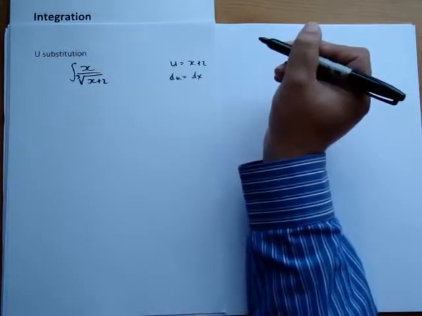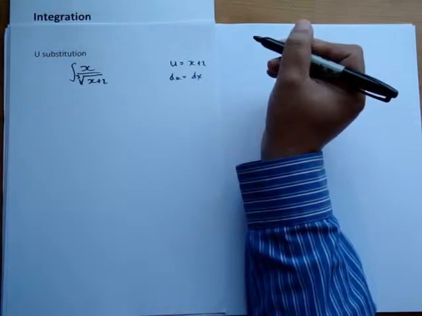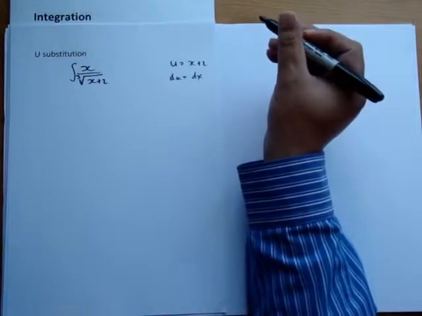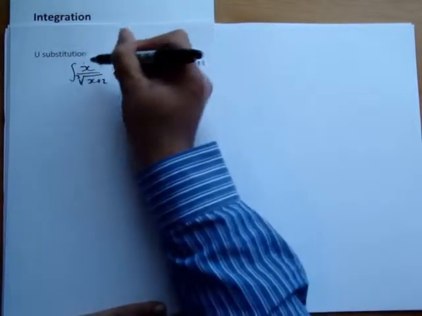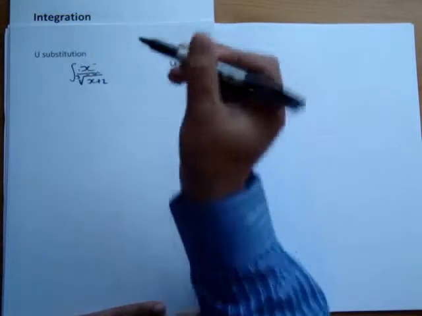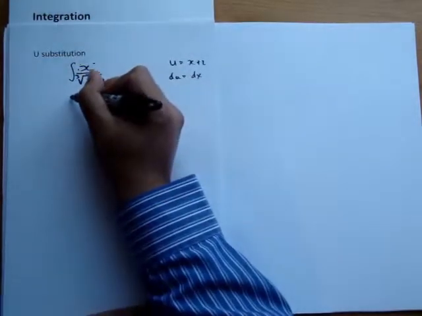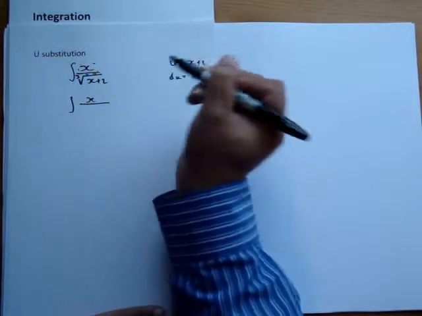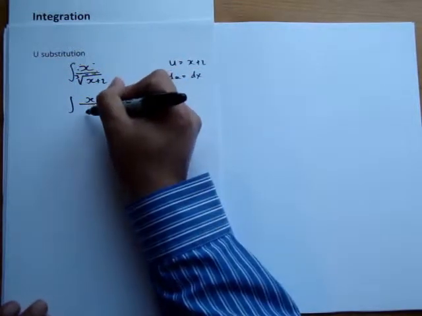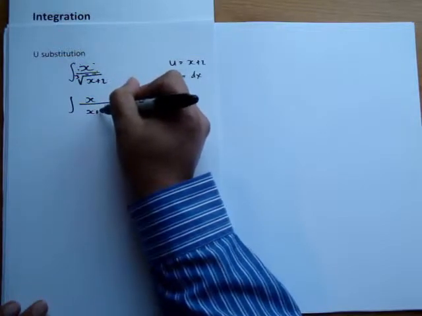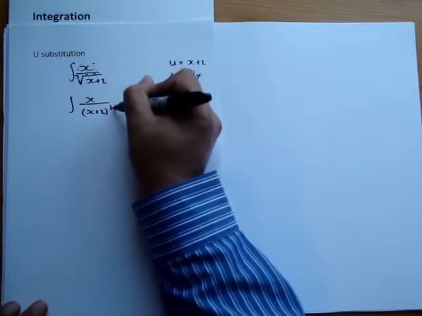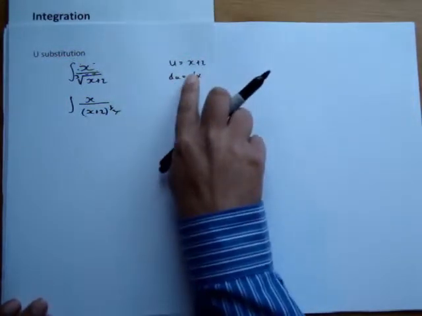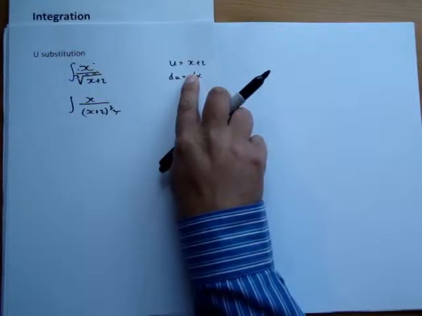Now the problem we come across is the x is left on the top. Let's rewrite this. Again, that's the x, and this then becomes x plus 2 to the power 1/3. So this is u to the power 1/3.